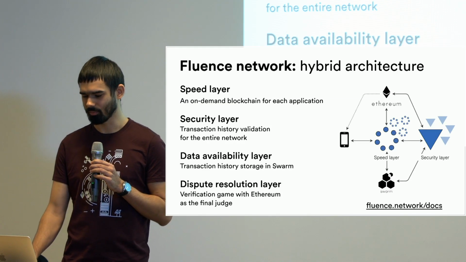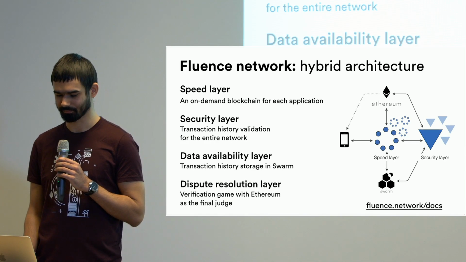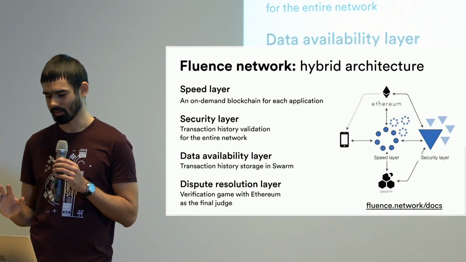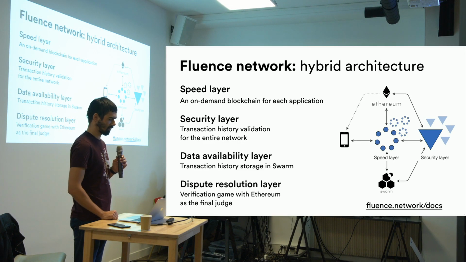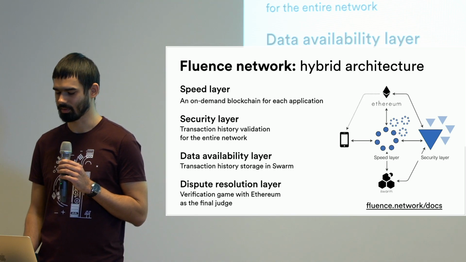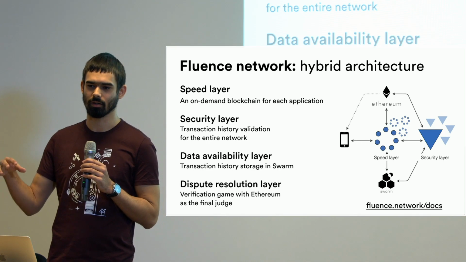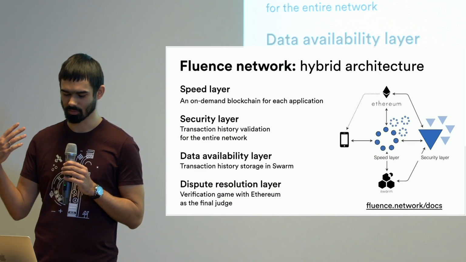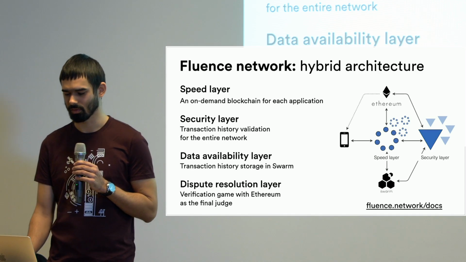So how could it be possible? How did we manage to have all these qualities in the Fluence network? The key is the hybrid architecture. We divided the network into several layers. First, we have a speed layer. Then there is a security layer. These 2 layers belong to Fluence nodes and are running on the Fluence nodes. And for data availability, we refer to Swarm. And for dispute resolution, as a final judge, we refer to Ethereum.